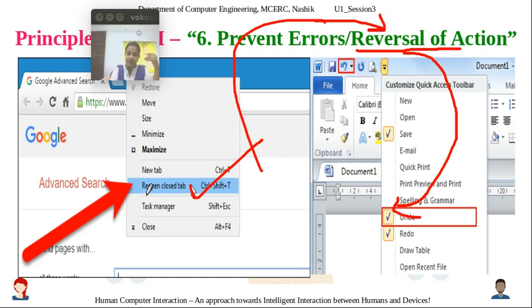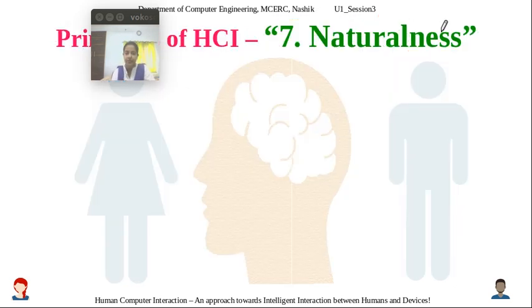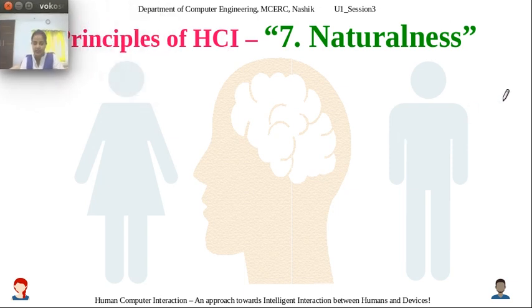Reopening the closed tab is reversing the thing. Undoing the things is also reversing the thing. So this is related to the sixth principle of HCI, that is prevent errors or reversal of actions. Moving on to the last principle of HCI, that is the naturalness property.